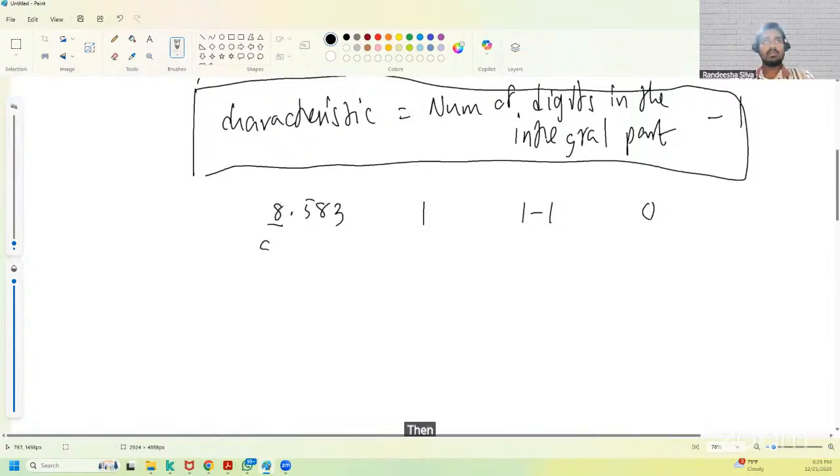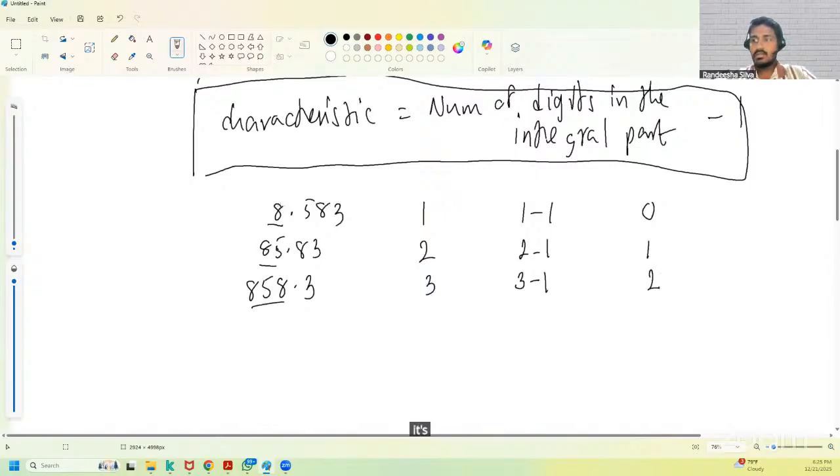Then again, 85.83. There are two digits in here. Then 2 minus 1 is 1. Then 858.3. Three digits are here. 3 minus 1, it's 2. Okay, so you can write this down here.